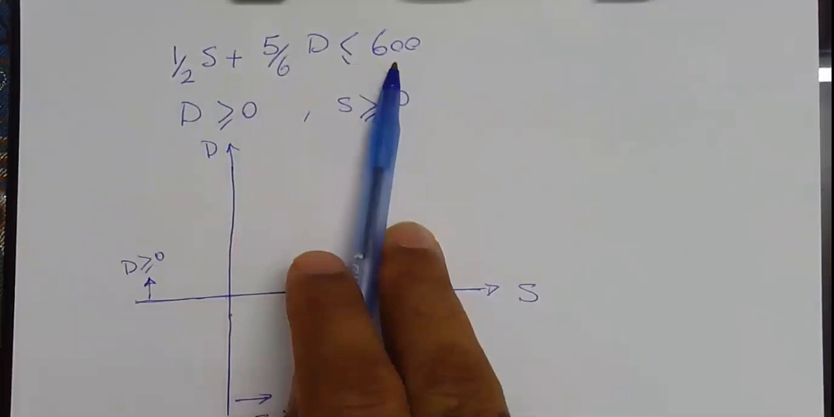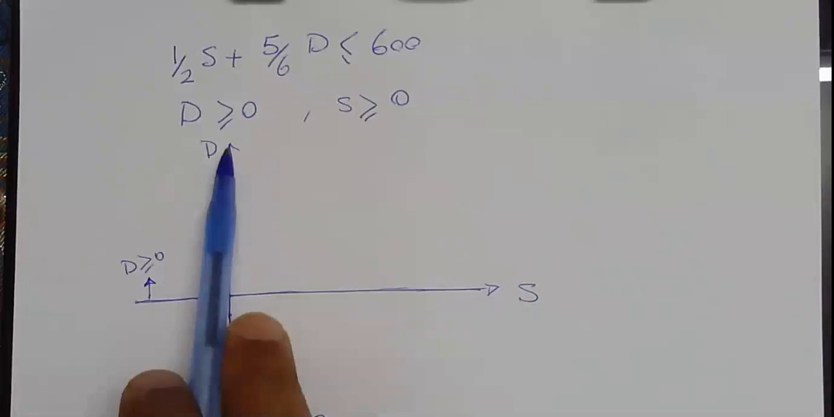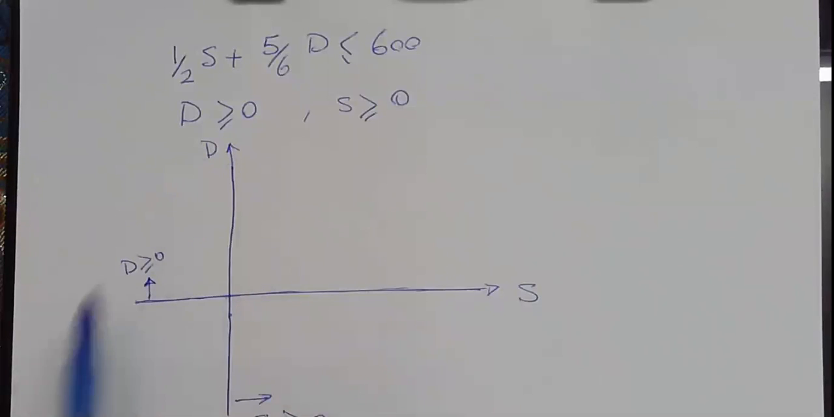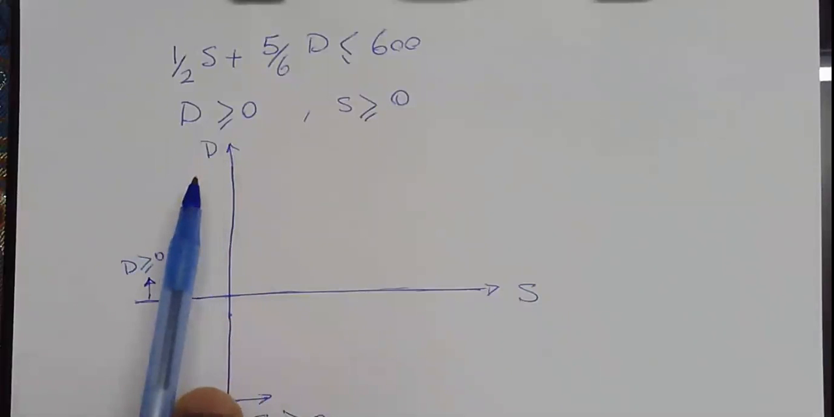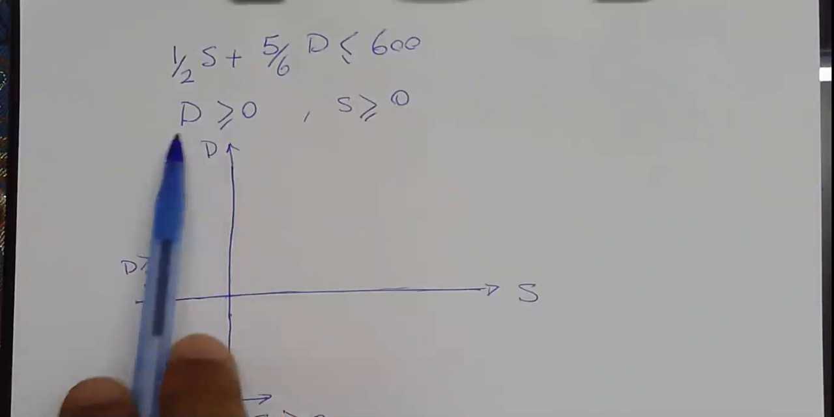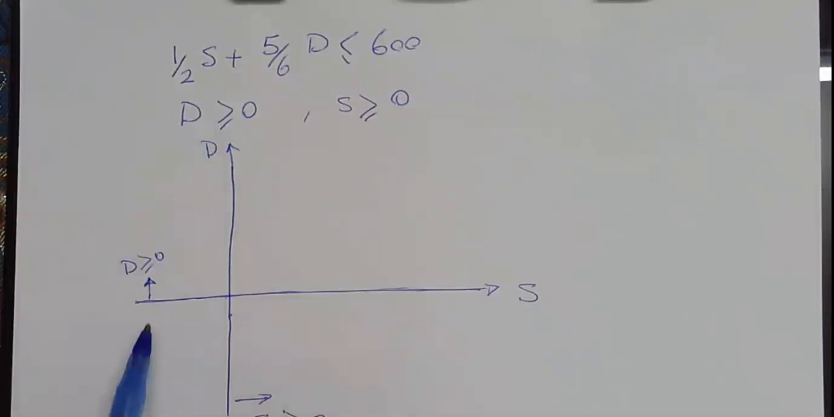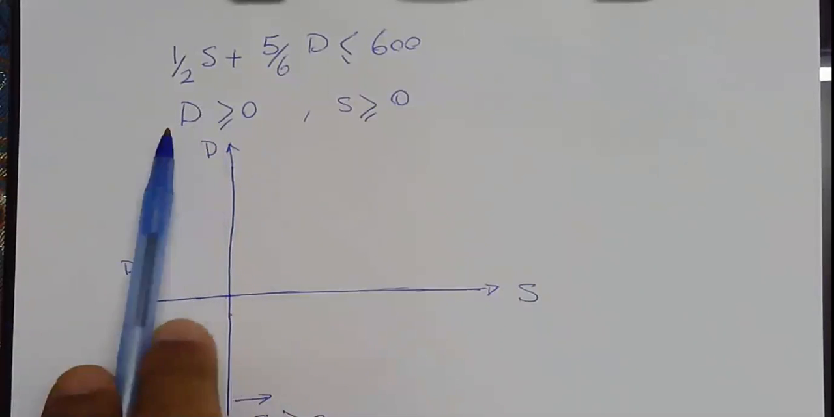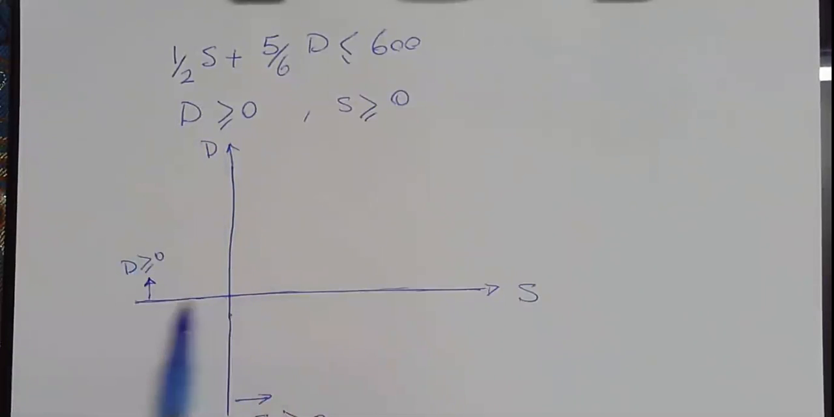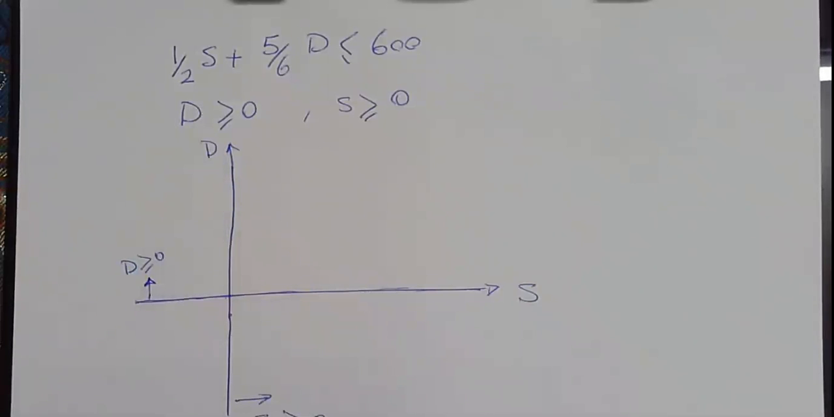So for this one, I need to find the line. Here we had the line and the axis, and it was very easy. If D is greater than or equal to 0, the line would be D equal to 0. That would be the boundary for this one. D equal to 0 is this line, and any point above it would be feasible. Any point below it is not feasible.